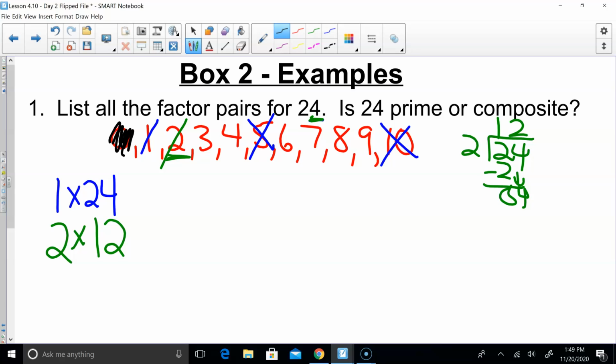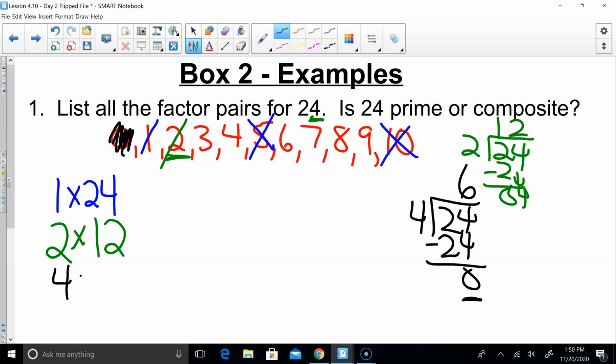So now I'm left with these numbers. So if 2 is a factor pair, I should really check to see if all of my even numbers could be factor pairs. So the next question is, can 4 be a factor pair? Well, if I go 24 divided by 4, do I get another whole number? Well, 4 going into 24, I believe 6 times. Yep, look at that. 0, so it has a remainder of 0, so we know it is a factor pair. So we have 4 times 6 would be another factor pair, which is nice because then I can cross off the 4 and I can cross off the 6 because both of those will work.